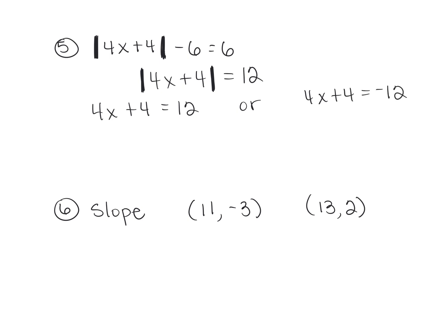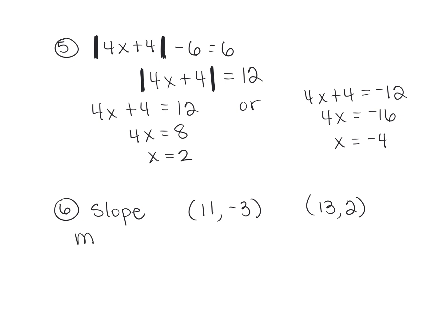So we subtract 4 from both sides. So I have 4x is equal to 8, so x is equal to 2 is one of my solutions. On the other side, I get 4x is equal to negative 16, and x is equal to negative 4. So those would be my two solutions. Number 6 moves us into Module B, where we are talking about linear graphing.